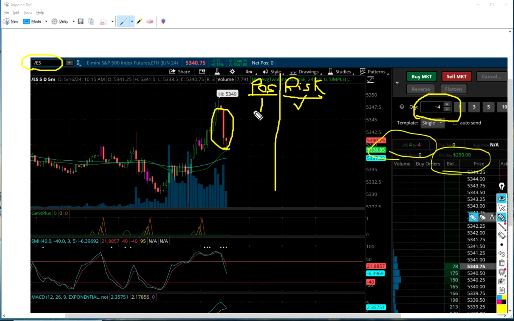Now let's talk about range. A lot of people don't get this part right. They mess up on the range. Well, what does range mean? Range is how big of a movement the market makes while you're holding the position.